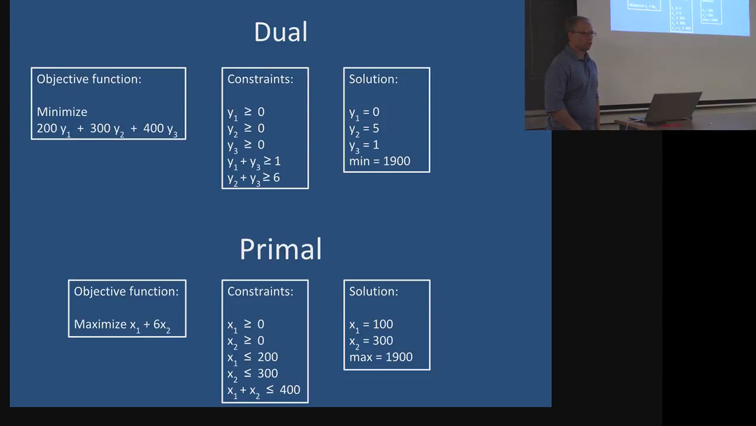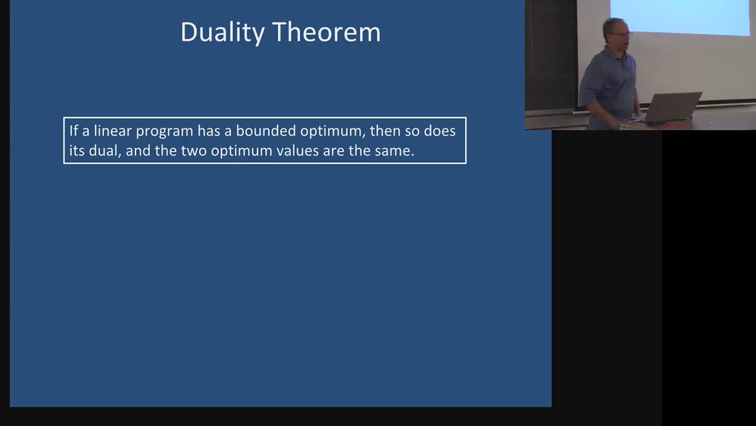So primals have duals. And here's the property. If a linear program has a bounded optimum, okay, sometimes the answer can be infinity if there are not enough upper bounds, then so does its dual, and the two optimum values are the same.